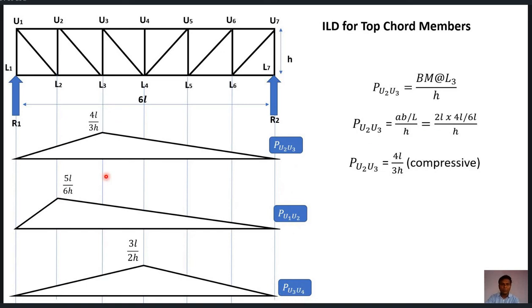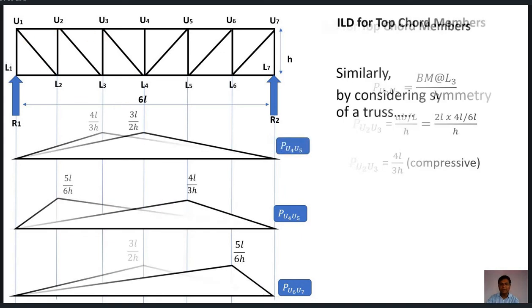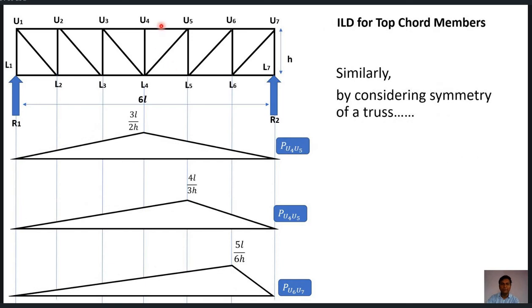Now if we observe all these members, that is U1 U2, U2 U3 and U3 U4, when the unit load moves from L1 to L7, all these members carry compressive forces. So all these members are under compression. Similarly, for the next three members, that is U4 U5, U5 U6, U6 U7, just by the symmetry of the truss, we can continue these influence line diagrams, and you can observe all these three members are again compressive in nature.